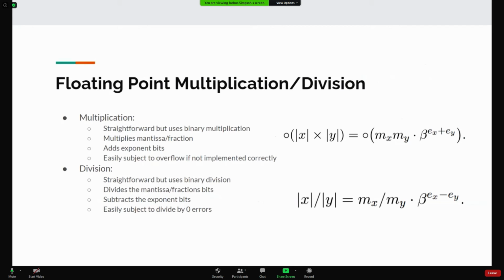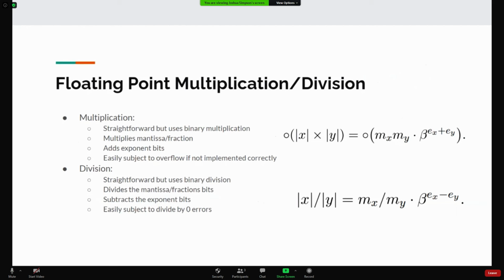These are really cool as they look a lot simpler and are easier than the addition and subtraction portion, so you don't have to do all the shifting. Multiplication in hardware is a lot more intensive, although it looks much simpler. For multiplication, it multiplies the two fraction mantissas and adds the two exponents together. Division is the same, dividing the mantissas and then subtracting the exponents. These are both very straightforward, but the problem is that they're very easily subject to overflow and divide by 0.